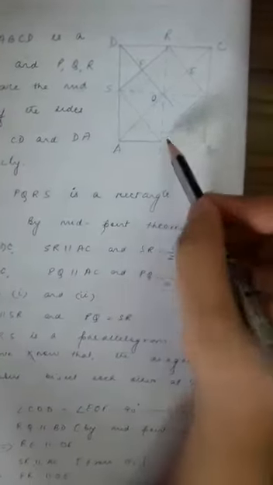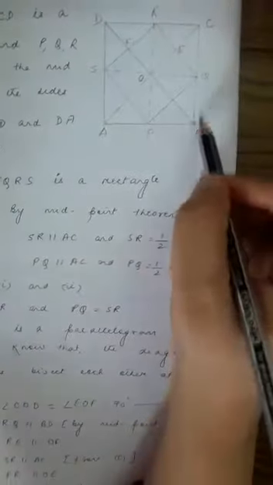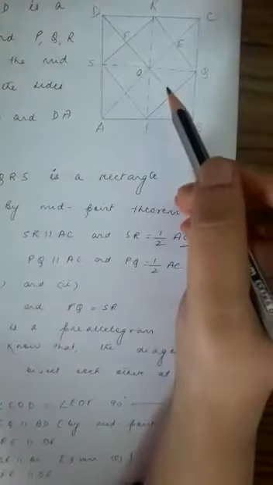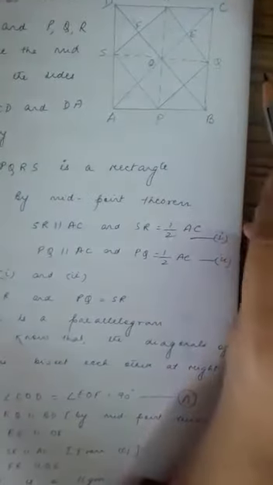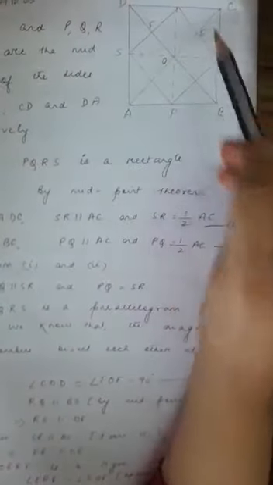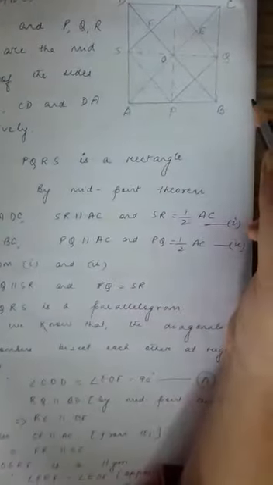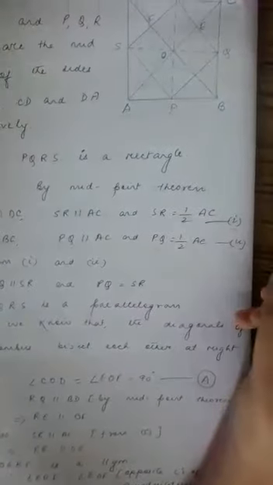See here, in this sum, it is given that ABCD is a rhombus and P, Q, R and S are the midpoints of the sides AB, BC, CD and DA respectively. Here we need to show that PQRS is a rectangle. So by the midpoint theorem in triangle ADC, SR is parallel to AC and also it is equal to half of AC. Keep this one as equation number 1.